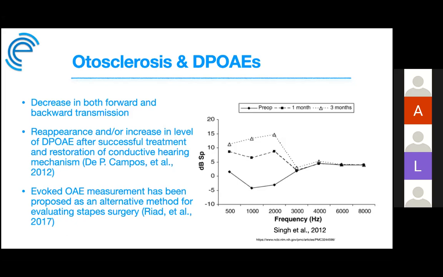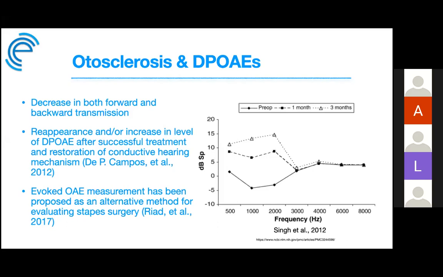And there are a lot of studies about this, one of which is Riyad in 2017. He actually uses this to propose that we do DPOAEs as an alternative method for evaluating the success of the stapes surgery. It's a quick test, it doesn't take a lot of time, it's objective, and there's no participation needed from the patients. So he thinks that this can be something that we can substitute or do in correlation with the audiogram.